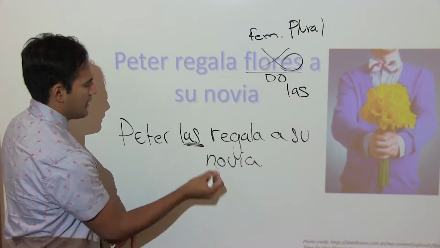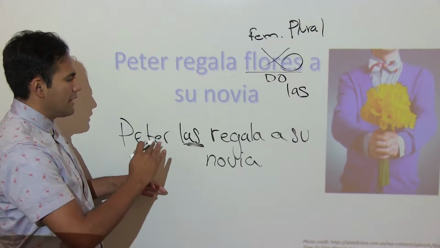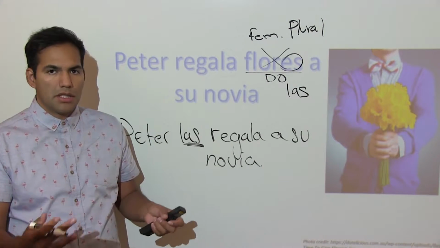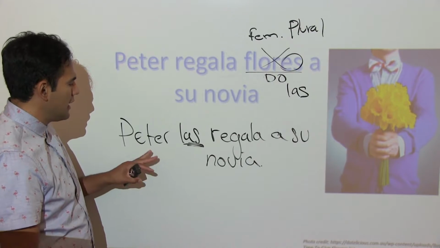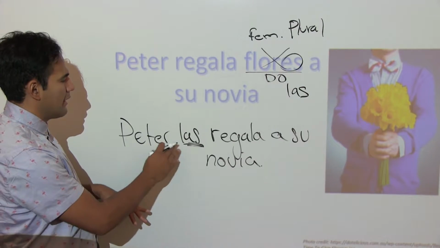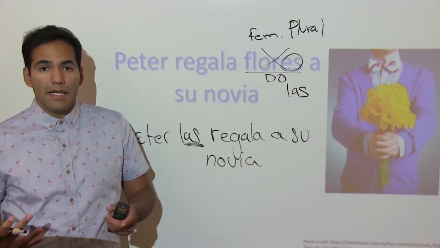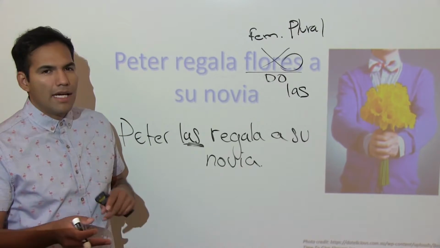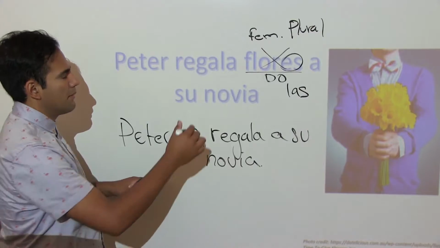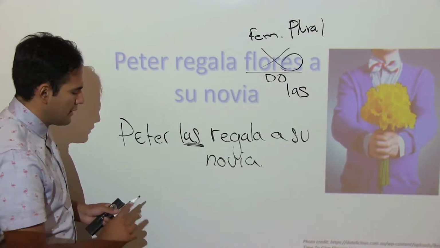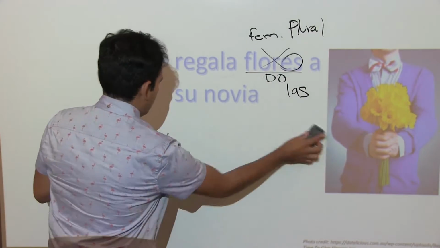Notice how we place it here. In English, it would say Peter gives them to his girlfriend. But here, we're basically saying Peter them gives to his girlfriend. So it's going to be a little bit different, but it's not too complicated. You just have to remember before the verb. So that's another example.